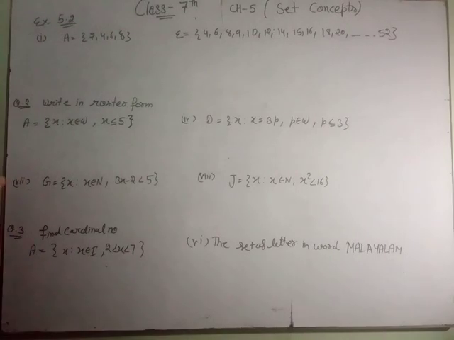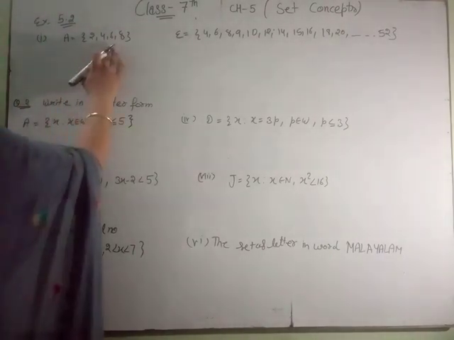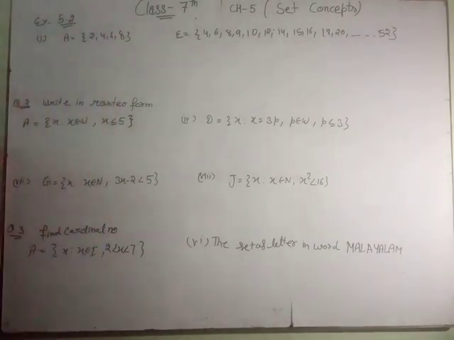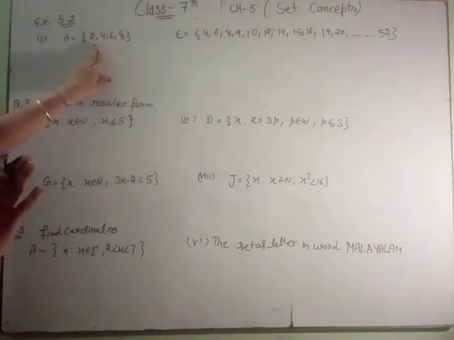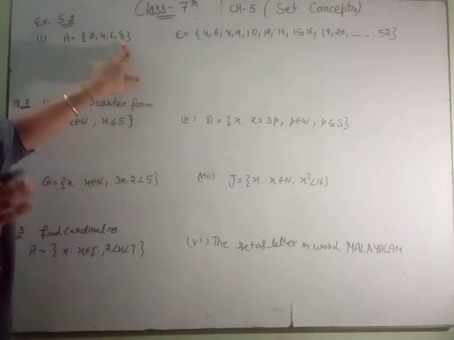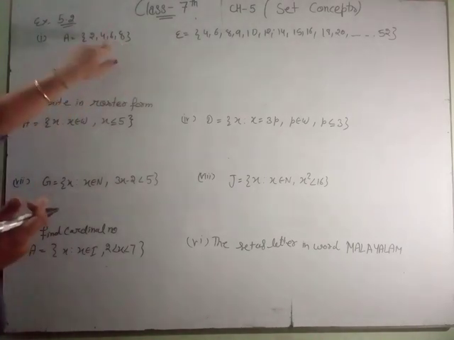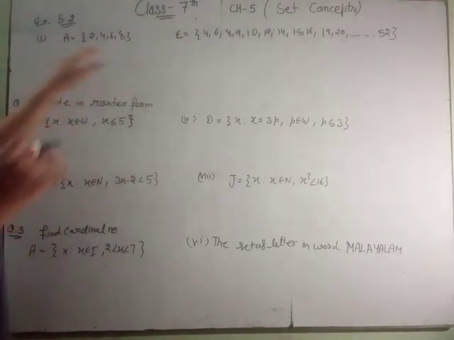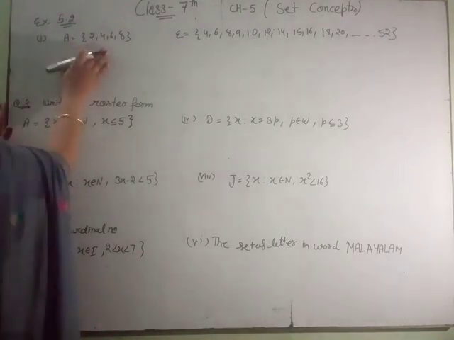Students, in this set the elements are 2, 4, 6, 8. And we say these are even numbers. These are even numbers less than 10, or less than and equal to 8. So we write this in set builder form.